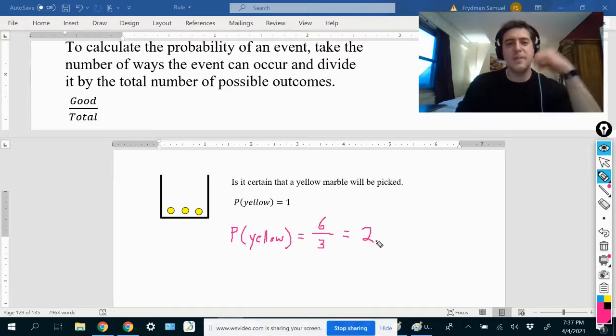Does that even make sense? Can a probability be greater than 1? Can I get a probability of, let's say, 2? Well, no, that probability does not even make sense.